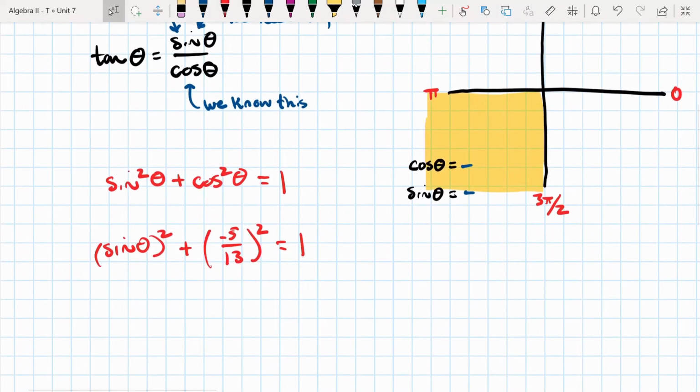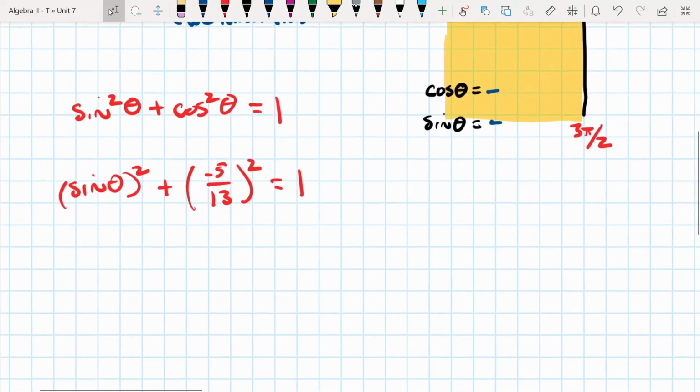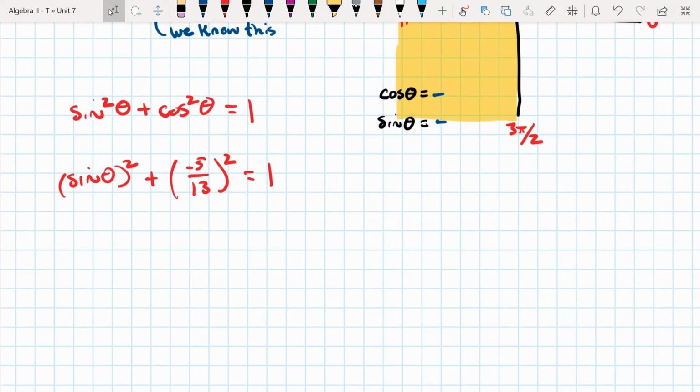So what we're going to do here is use a little bit of algebra and solve for sine. Okay, so let's start by squaring this second term, and let's remember that when we square a fraction, the square is going to distribute to both the numerator and the denominator. So this is really -5 times -5, which is 25, over 13 squared, 169, equals 1.